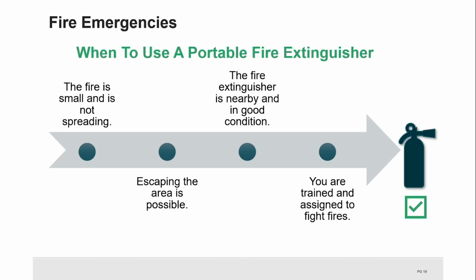Extinguish the fire only if all the following criteria are met. The fire is small and is not spreading to other areas. Escaping the area is possible by backing up to the nearest exit. The fire extinguisher is in working condition. You are trained to use the extinguisher and you are assigned to do so by the EAP. It is very necessary to contact the fire department after these steps.